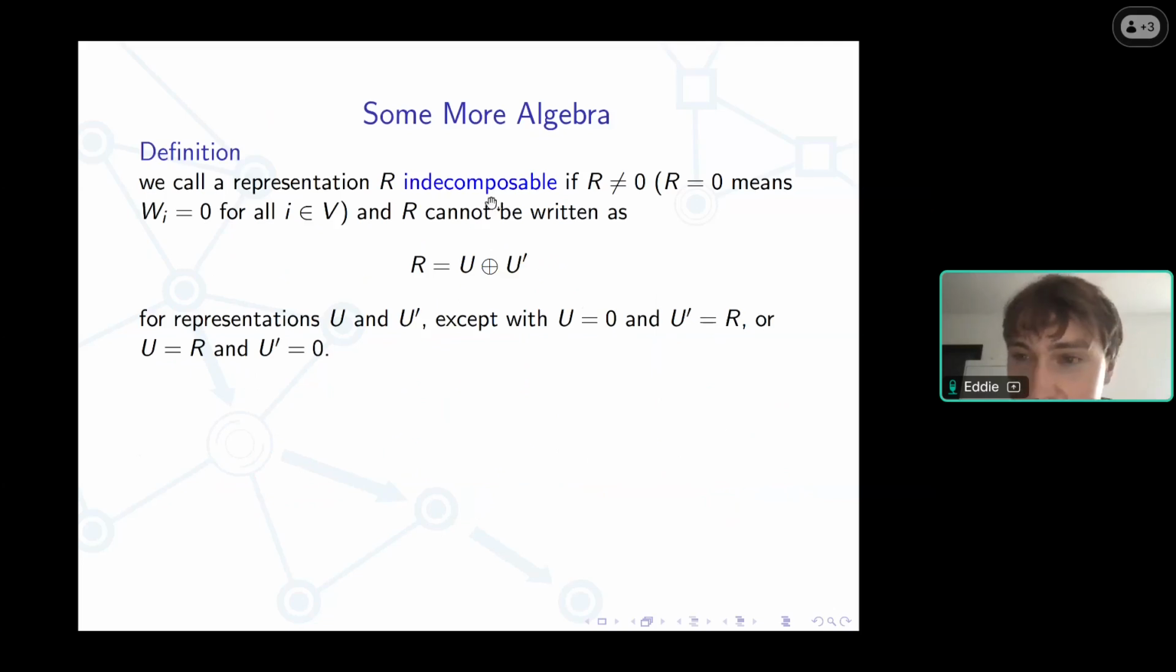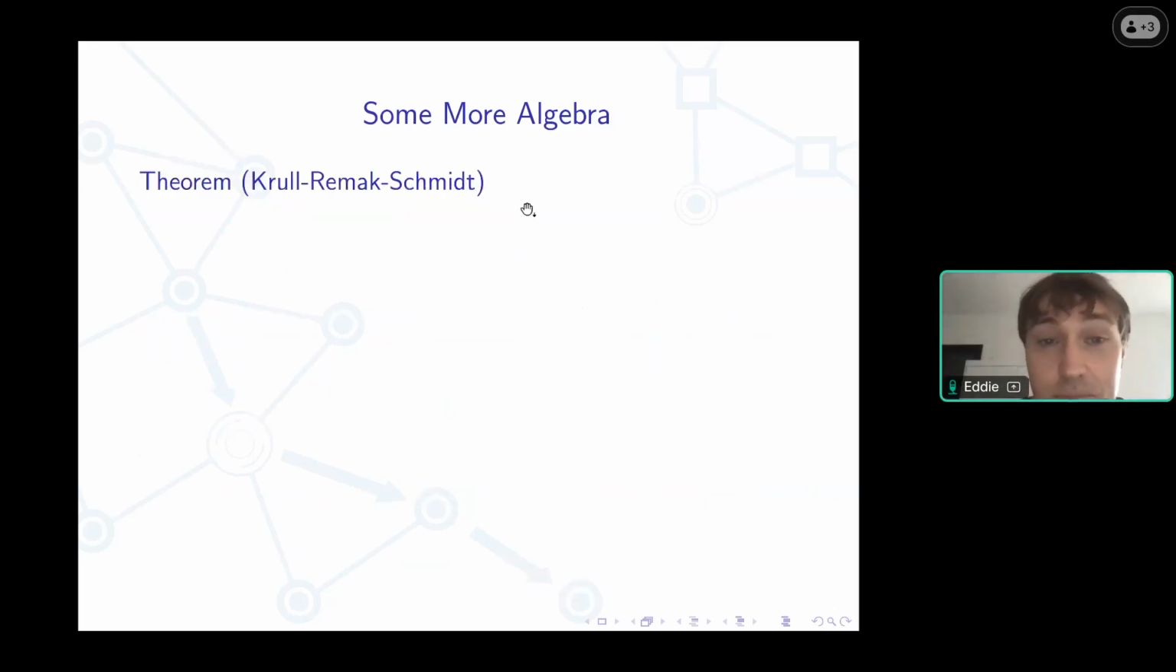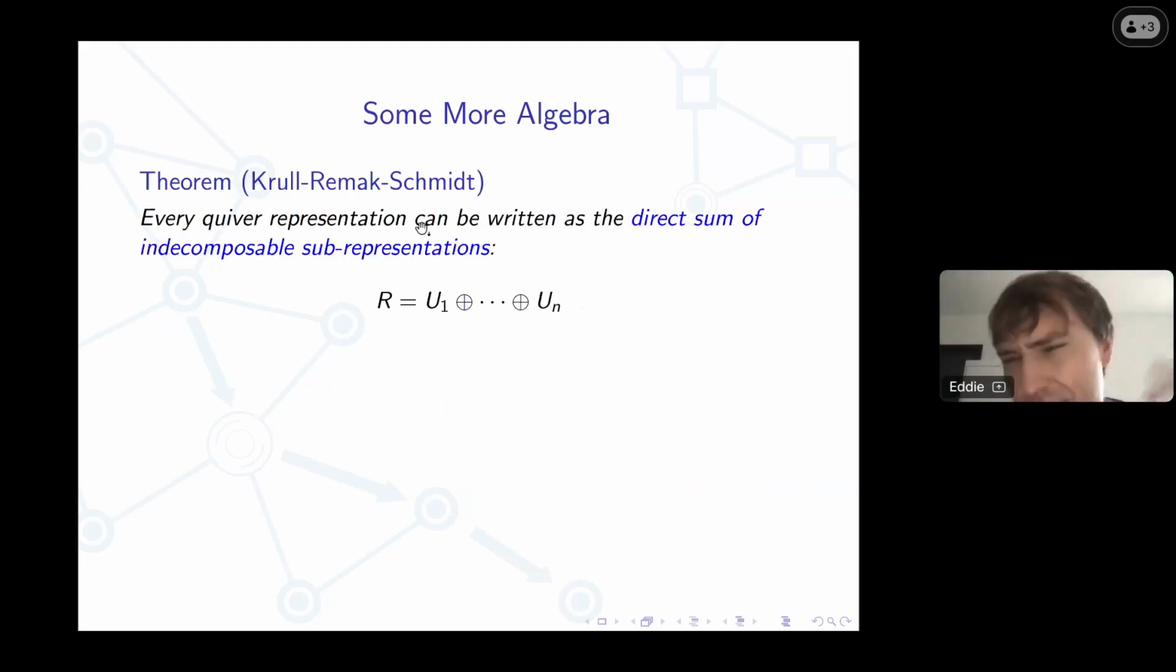Again, some examples: it's quite easy to see that these infinitely many representations that we looked at were all indecomposable representations. So why are we interested in indecomposables? For exactly the same reason that you're interested in them in group representation, because we also have a Krull-Schmidt theorem, or Krull-Remak-Schmidt theorem. What does it say? It says that every non-zero quiver representation can be written as the direct sum of indecomposable subrepresentations. This is the first part.